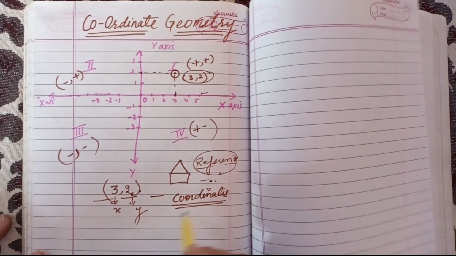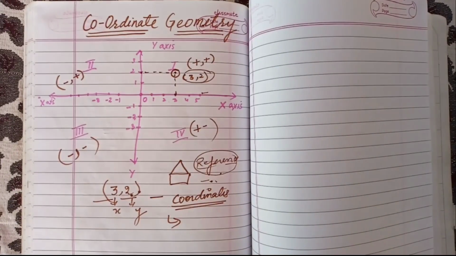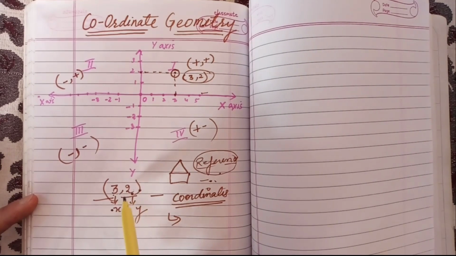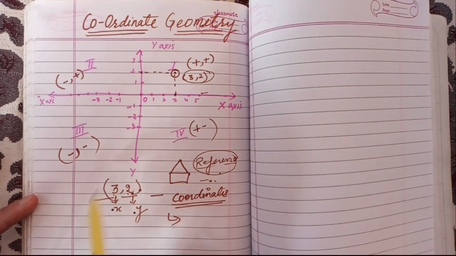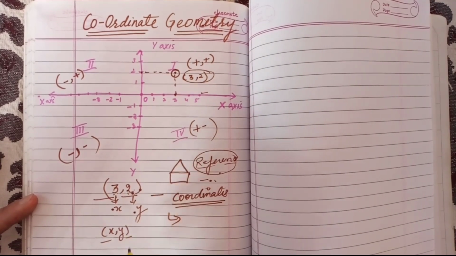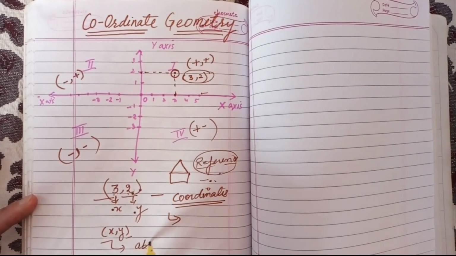Coordinates are the location of the point, the reference of the point, where the point is located. This is 3, 2, 3 is for the x-axis, 2 is for the y-axis. These are known as coordinates, right? Coordinates. Here the x-value is also known as abscissa.